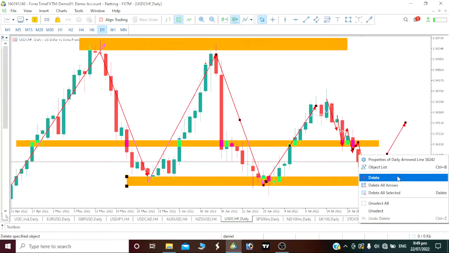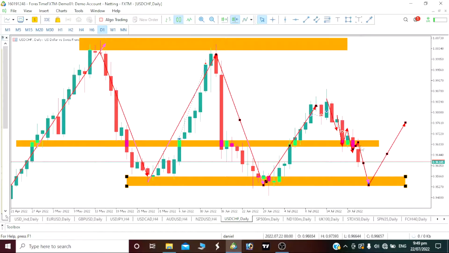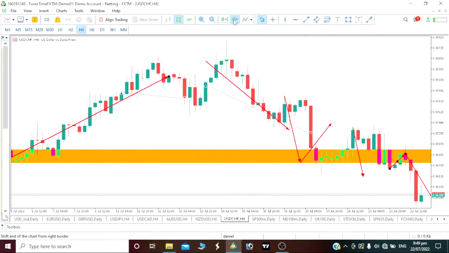So this week, what we are aiming for is that we should get a drop to this support level before we consider taking a buy on our USD Swiss franc. That is what we are aiming for. Now let's sit on our 4-hour time frame.